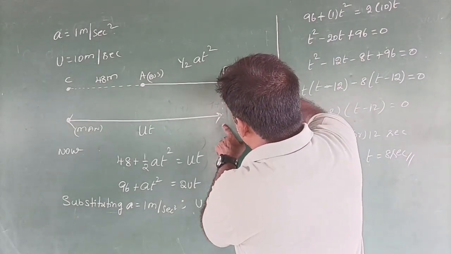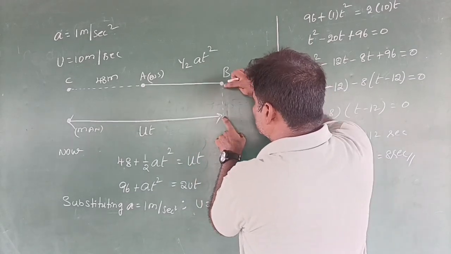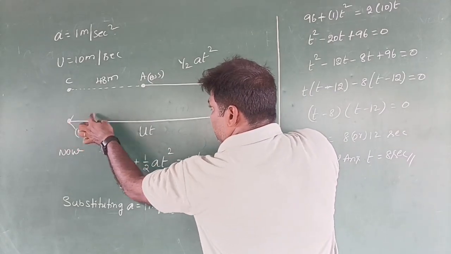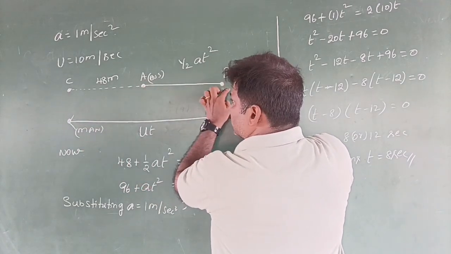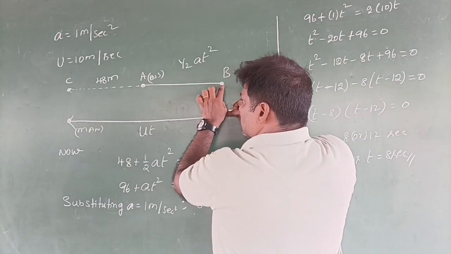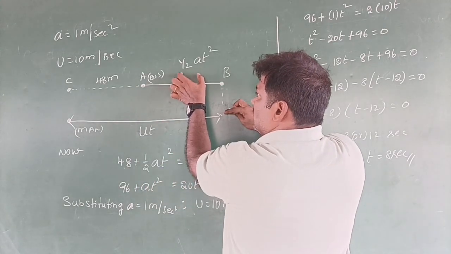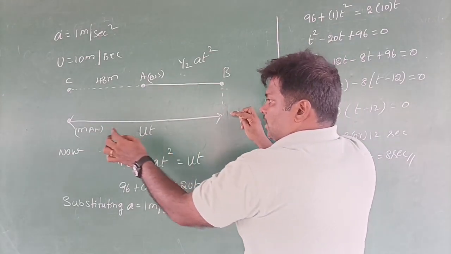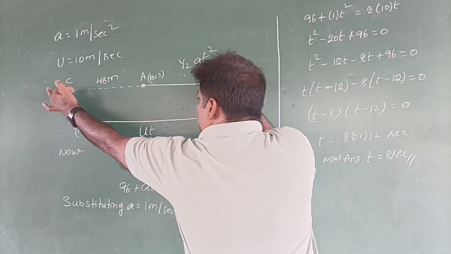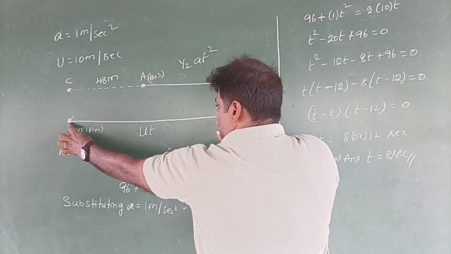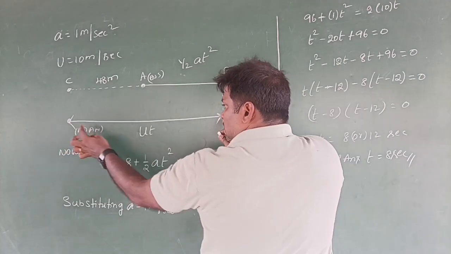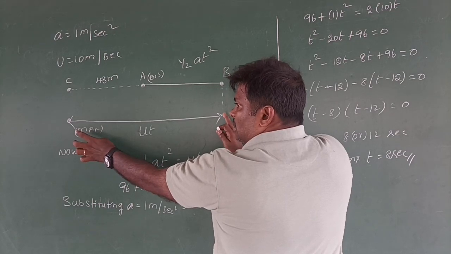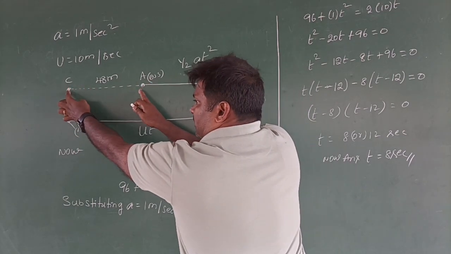Both the bus and the man reach here. To reach this location, the distance covered by the man is 48 meters up to here, AB. But the bus travels a distance of half a t square, right? We will separate this journey distance and this journey distance. So the man covered from here to here, that is ut. The distance covered by the man is ut, that is equal to the distance covered by the bus and 48 meters.